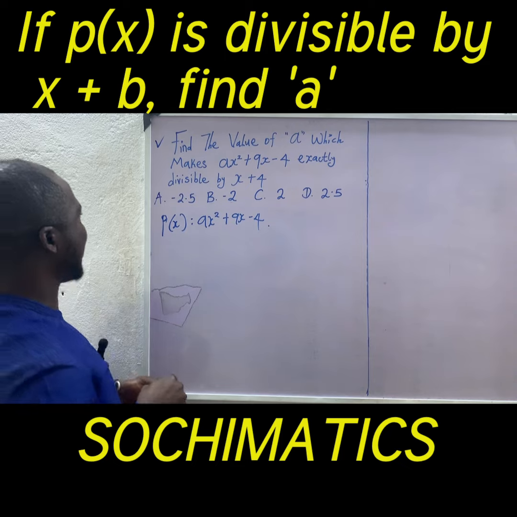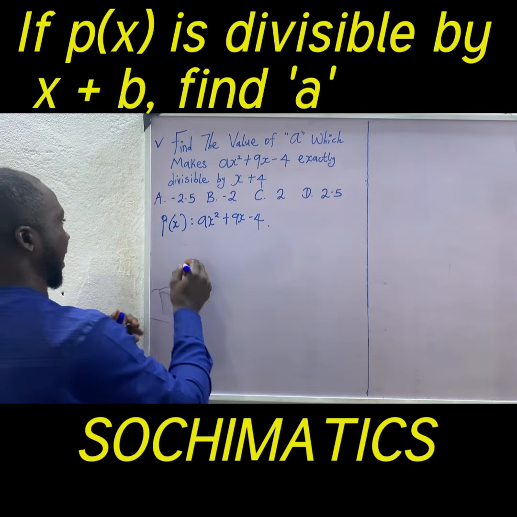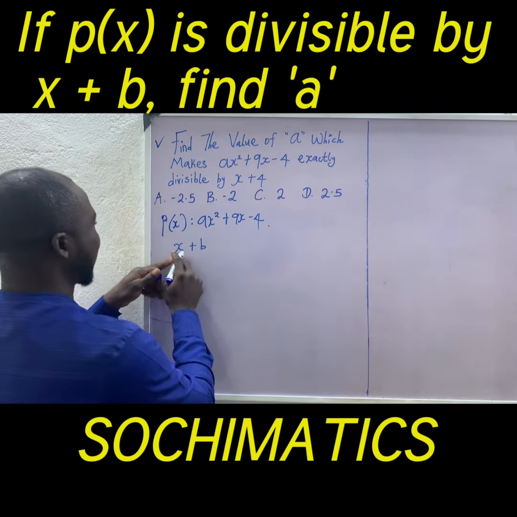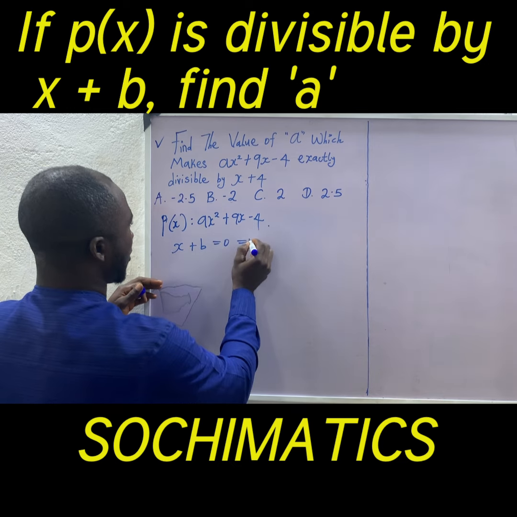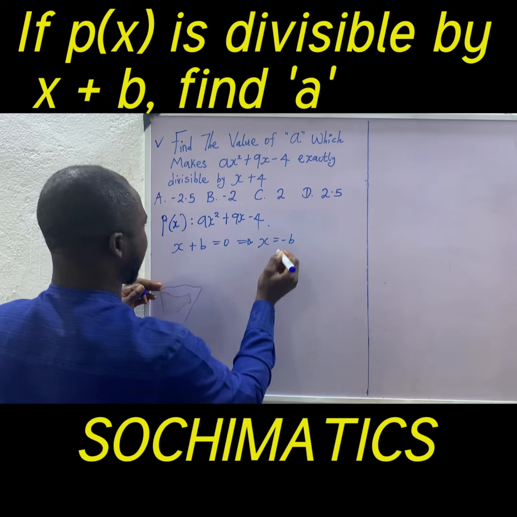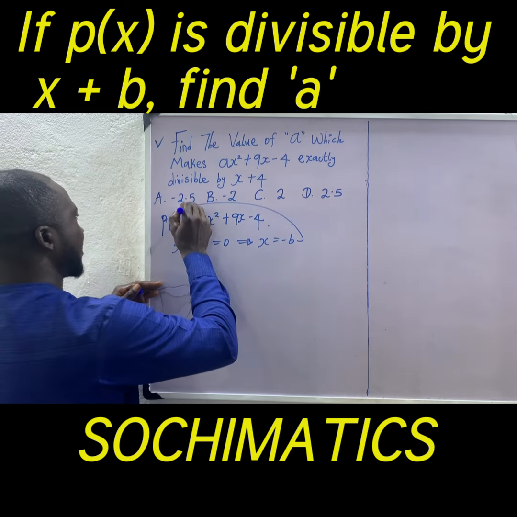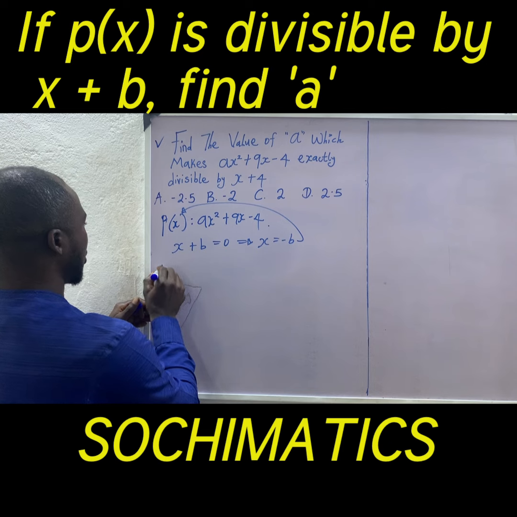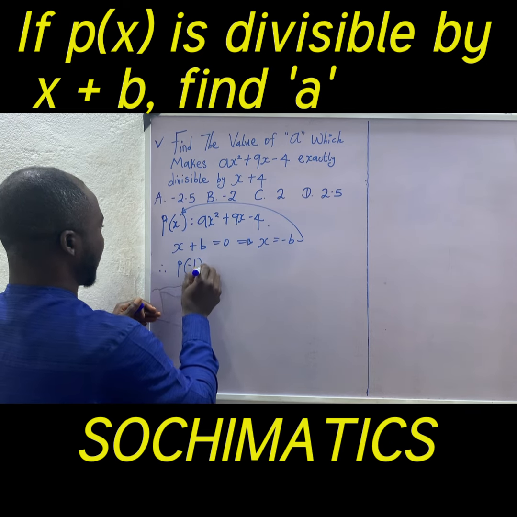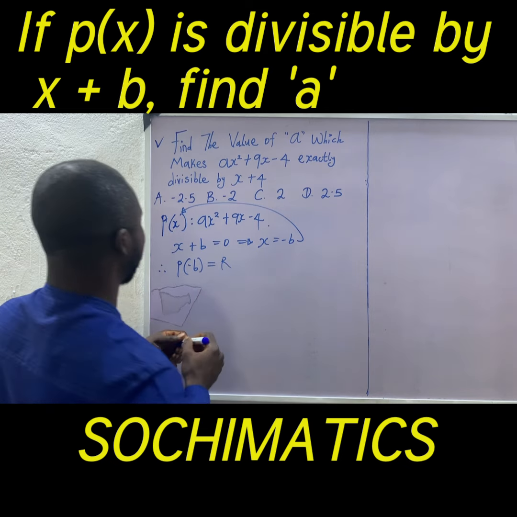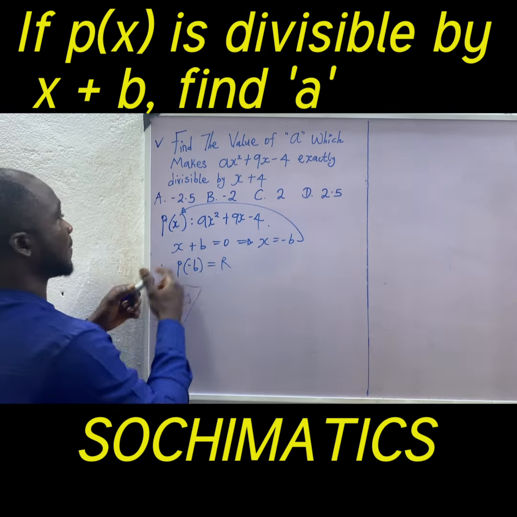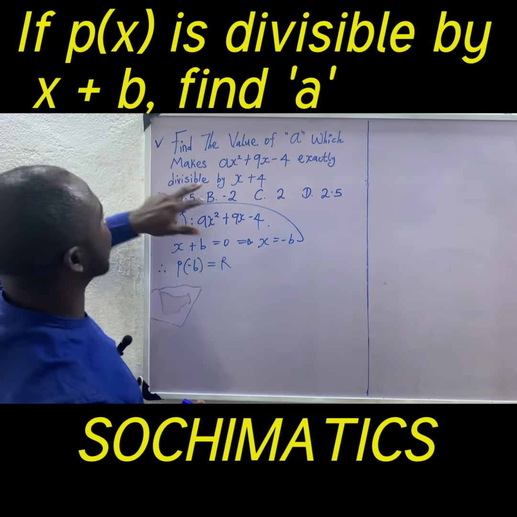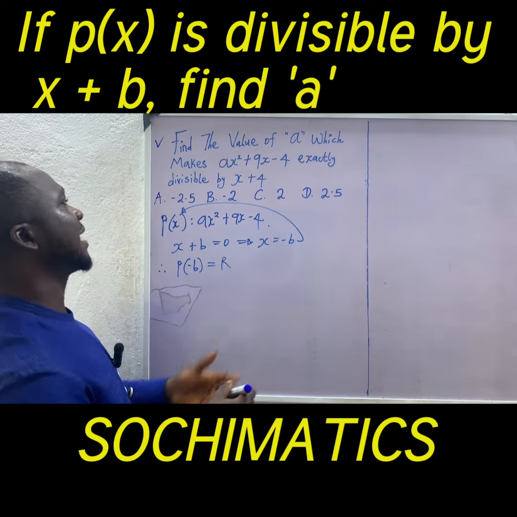Remember that if I have a polynomial expression that is divided by a linear factor, x plus b, for example, and on setting this linear factor x plus b to 0, we will obtain that our x is exactly minus b. And on substituting this value of x in the given polynomial by minus b, we are going to obtain that our p of minus b is exactly the remainder that we will get when this x plus b divides the given polynomial. Now, for this polynomial to be exactly divisible by x plus 4, it means that the remainder is 0.